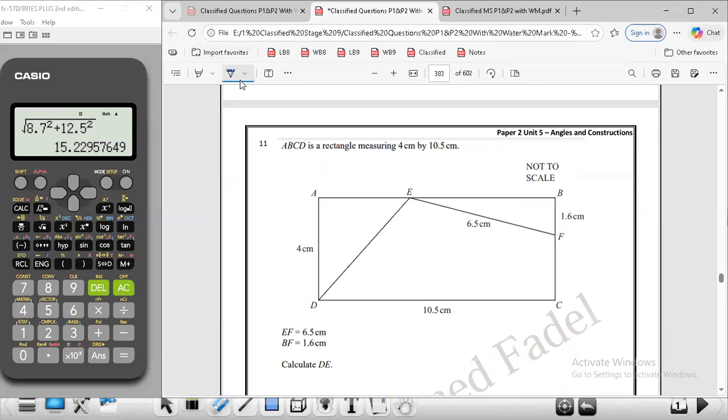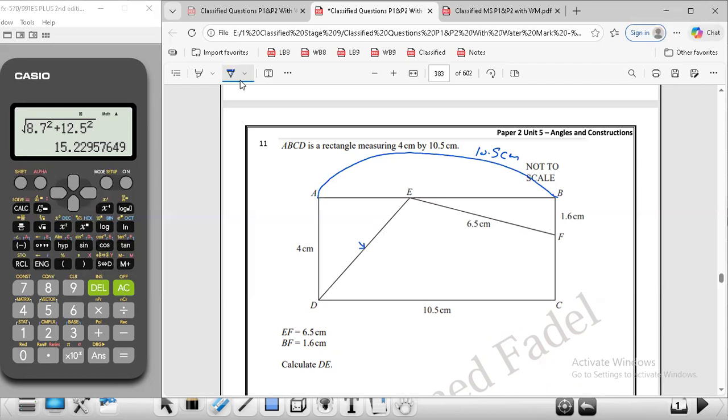ABCD is a rectangle measuring 4 centimeters by 10.5 centimeters. They're telling you to calculate DE. They want DE, which is this one. They want you to calculate it. But, mister, I know that this is 10.5 centimeters. So, AB, all of this is also 10.5 centimeters. It's a rectangle. AB is equal to DC. All of this is 10.5, then all of this is also 10.5. Okay, how is this going to help us? So far, it's not helping us at all to find the DE.